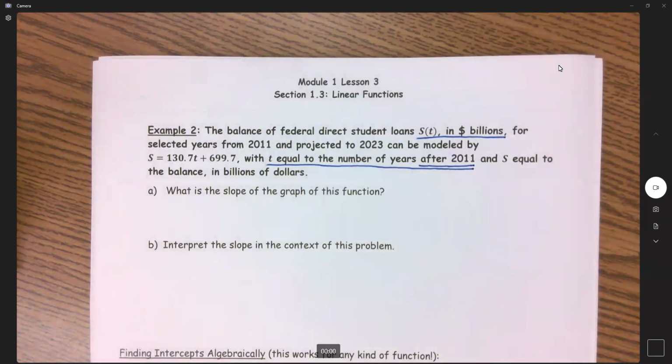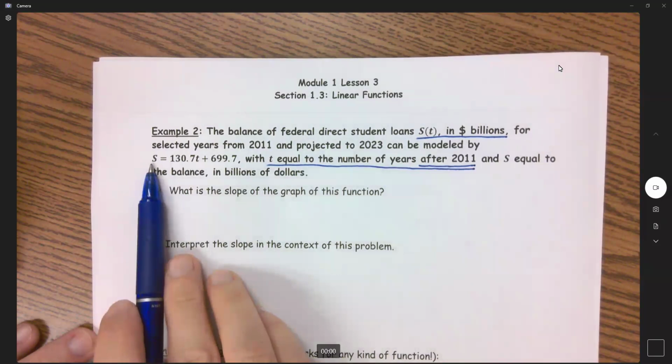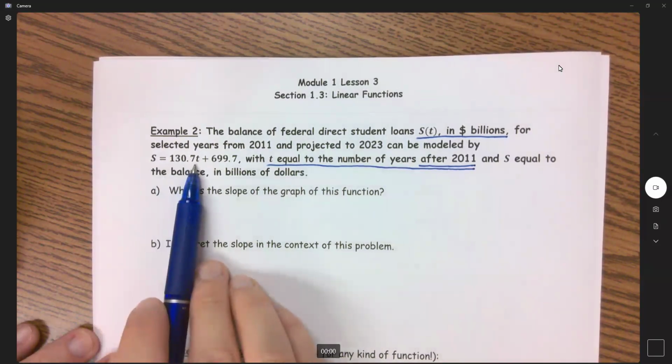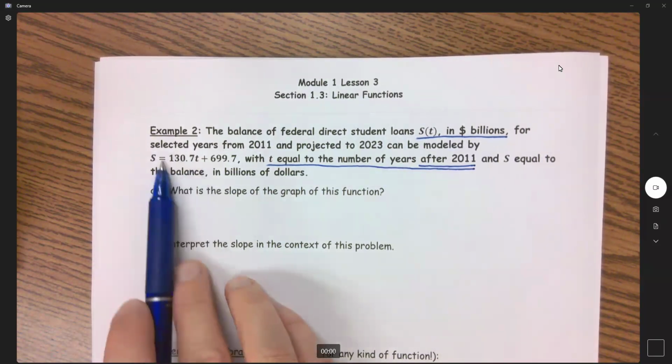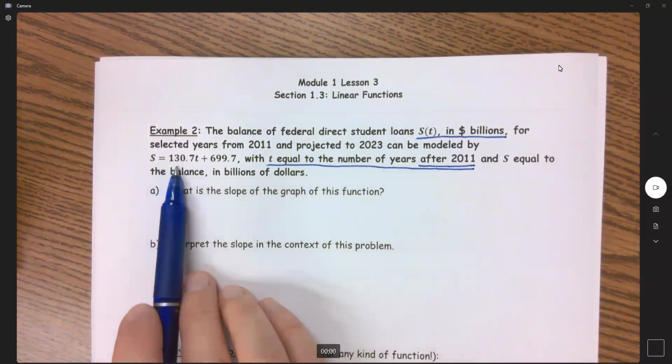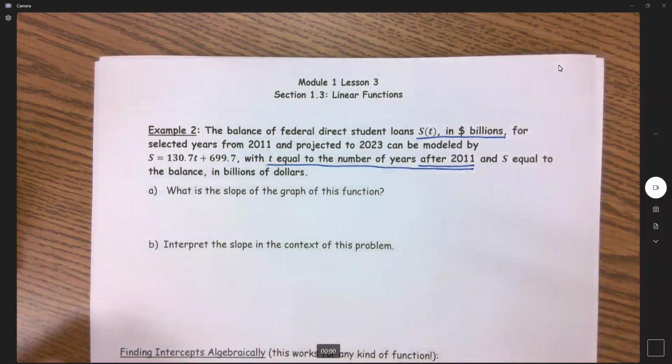Okay, I pause for a minute, giving you a little bit of time to think. The slope is whatever's in front of your variable. Now, usually we have y or f of x and we have our x, but this time I have t, but it's the exact same thing. What is in front of my variable is my slope. So my slope right here is this 130.7.